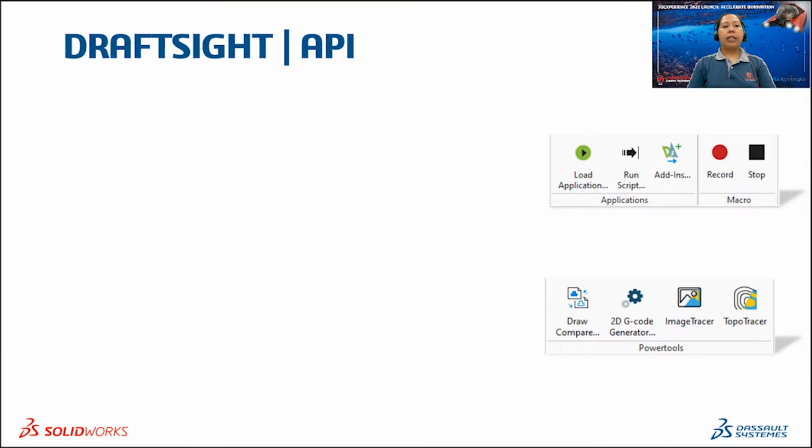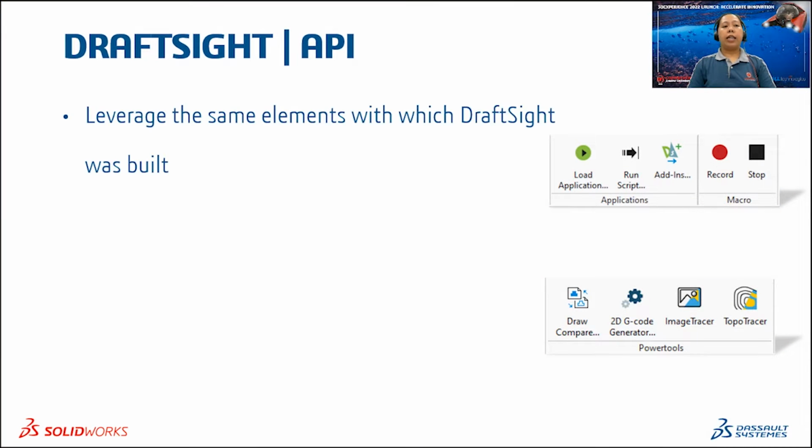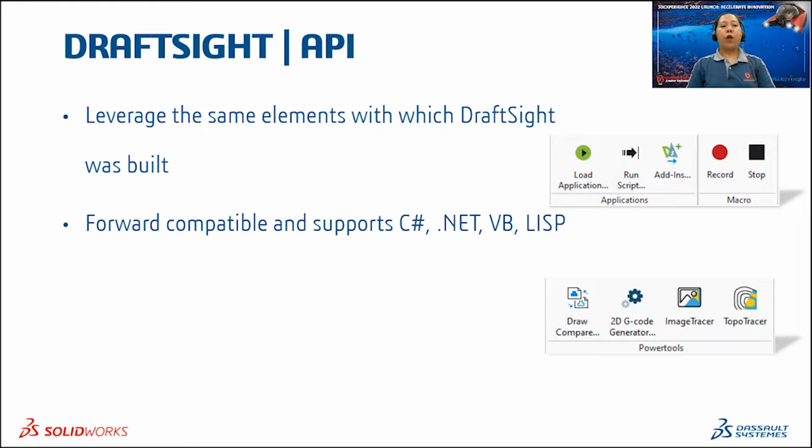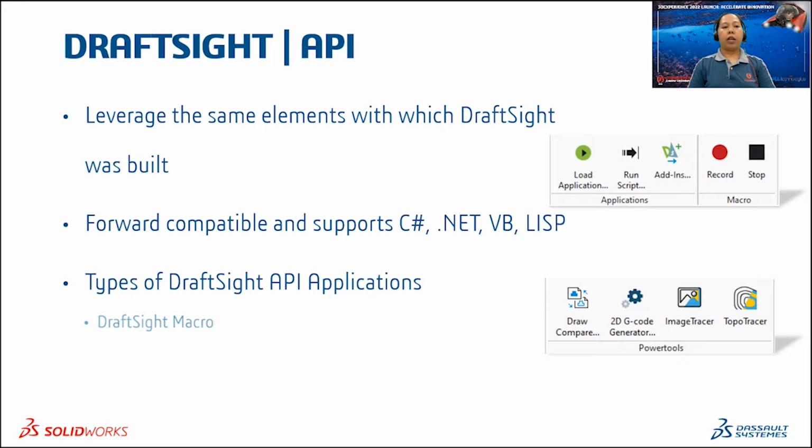DraftSight also has APIs. Here, the API leverages the same elements on which DraftSight was built. It has forward compatibility and support for other programming languages like C++, .NET, VB, or LISP. And it also has different types of DraftSight API applications like the DraftSight macro, the DraftSight standalone, and the DraftSight add-in.